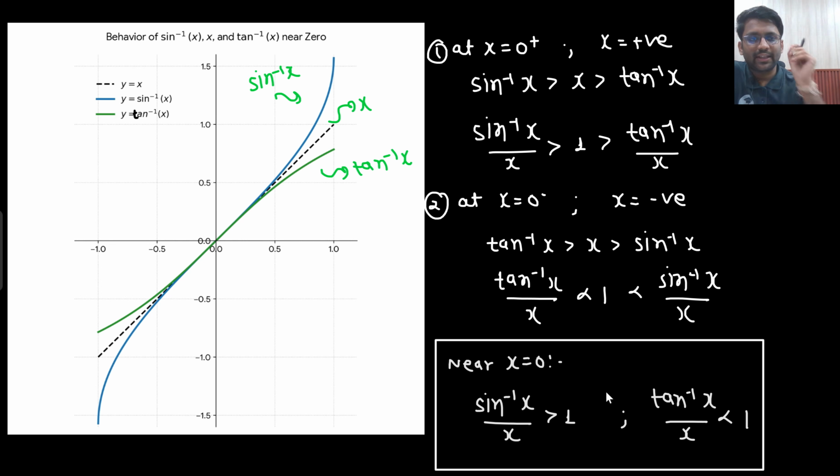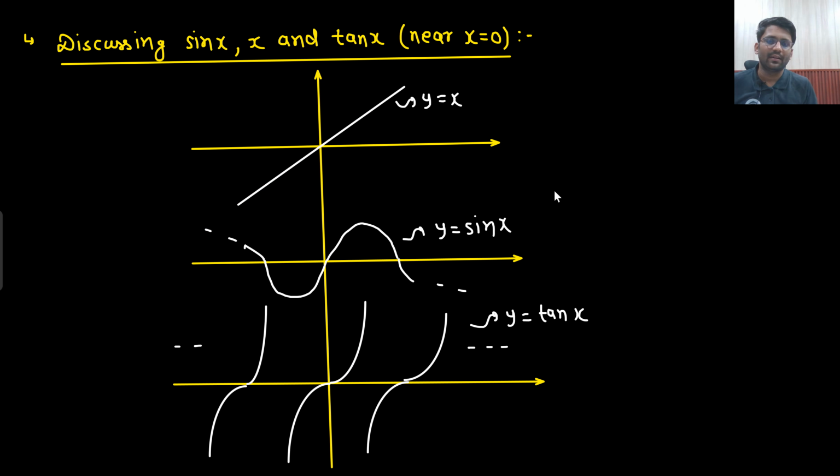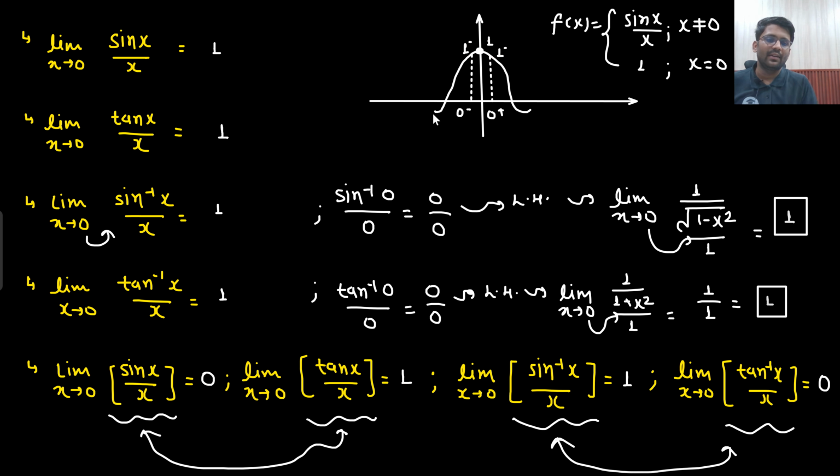If you just remember that near 0, sin x by x is less than 1, if you just remember this graph in your mind, then you would get to know that tan x by x is greater than 1. Then sin inverse x by x would also be greater than 1, and tan inverse x by x will be less than 1. Then you will be able to write down all these answers. Is that clear to you?